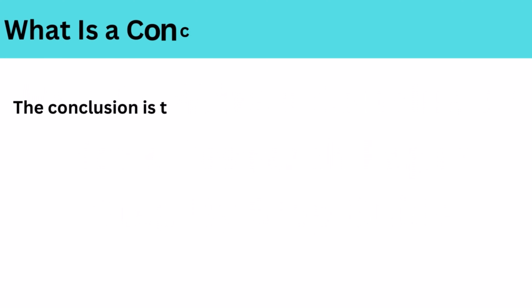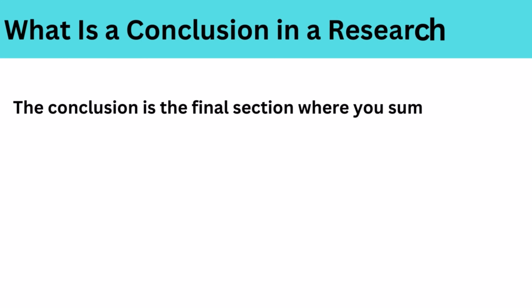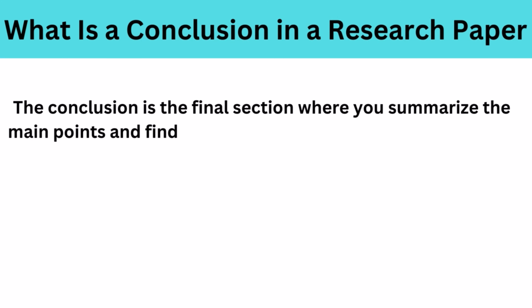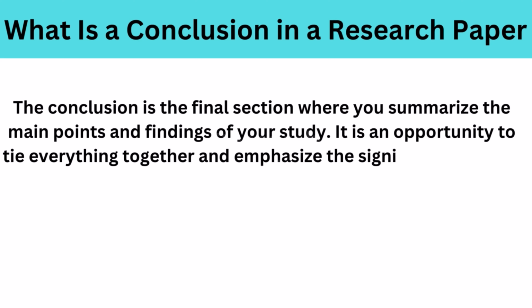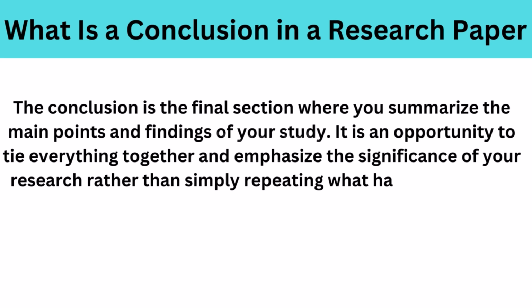So, first, what is a conclusion in a research paper? In a research paper, the conclusion is the final section where you summarize the main points and findings of your study. It is an opportunity to tie everything together and emphasize the significance of your research rather than simply repeating what has already been stated.